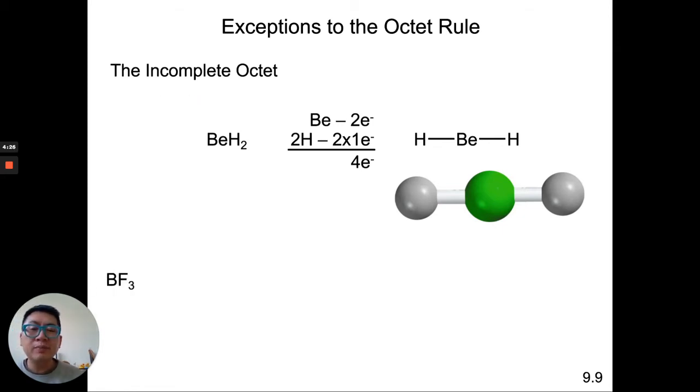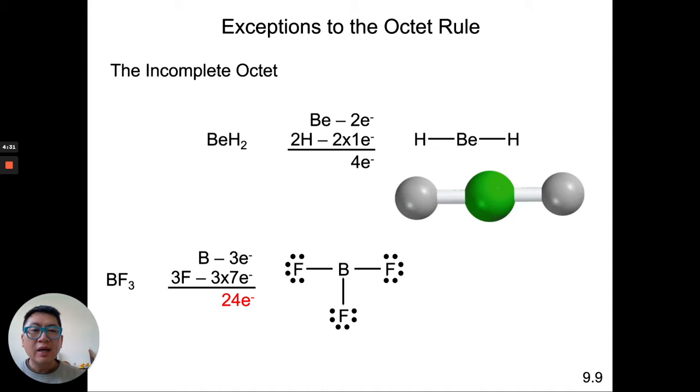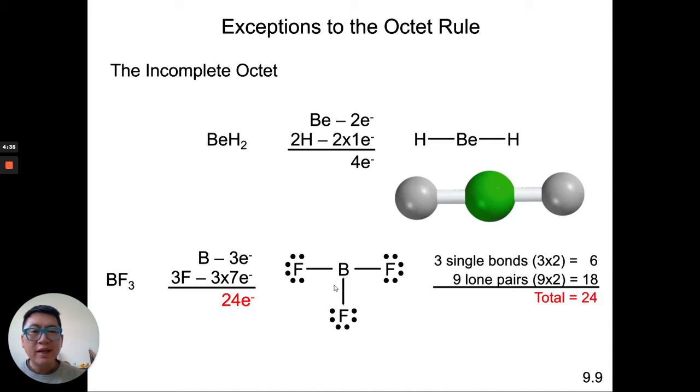Okay, BF3, boron trifluoride. Boron is a group 3 element. Here's the Lewis dot structure. Notice that this boron only has 2, 4, 6 electrons. It does not have 8.